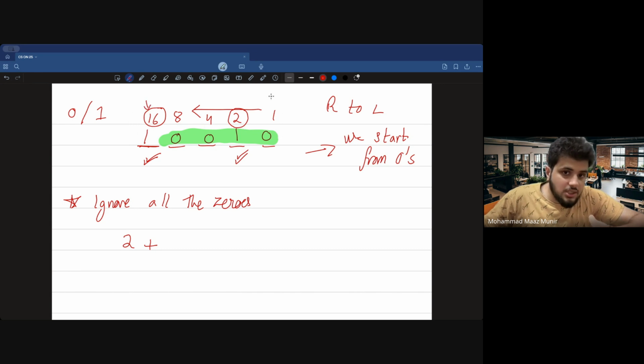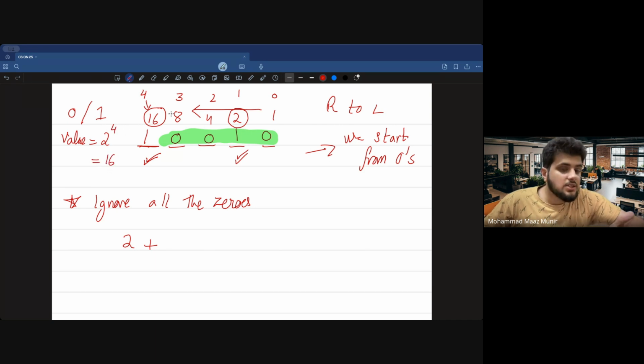This is the 0 position, this is the first position, this is the second position, this is the third position, this is the fourth position. And now if I put the value equation, it's going to be 2 raised to power 4, which basically gives me 16. So the value for the fourth position is basically 16. Now 2 plus 16 is 18.